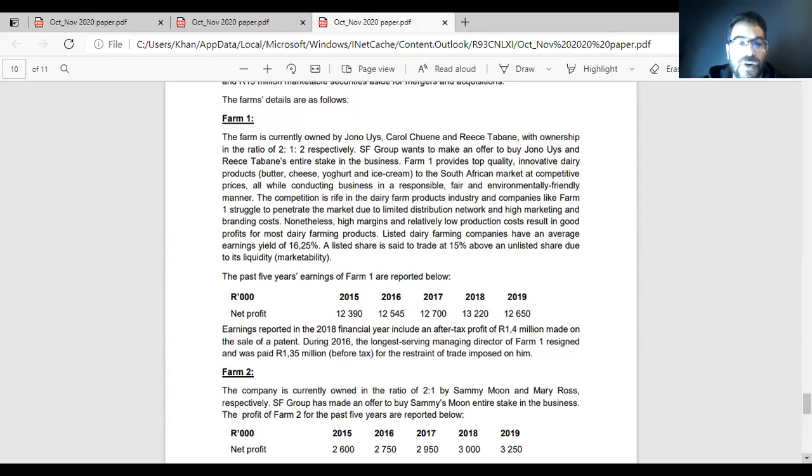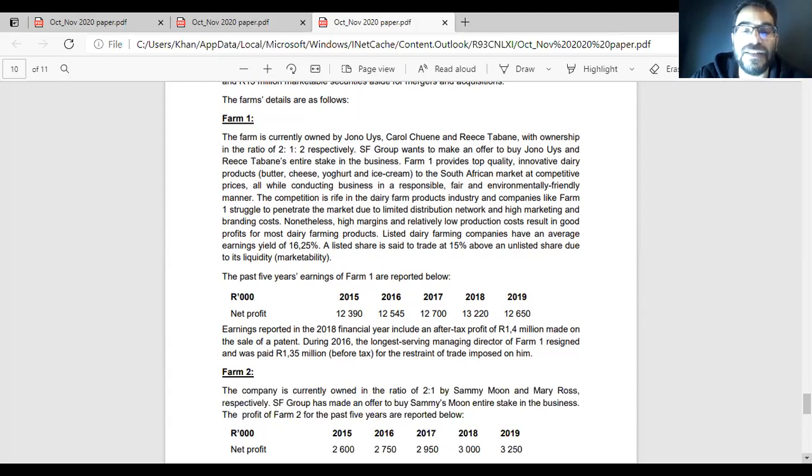Okay. So now we read on. Earnings reported in the 2018 financial year include an after-tax profit of 1.4 million rand made on the sale of a patent. Now you are trading in dairy products. The sale of a patent is not normal business. Okay, so it's not going to happen every single year. As a result, that is a once-off item.